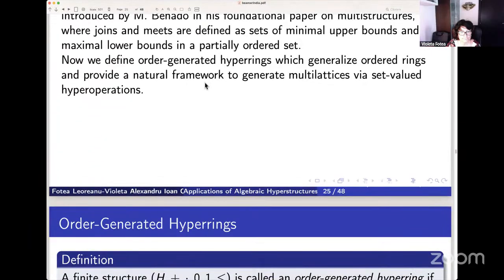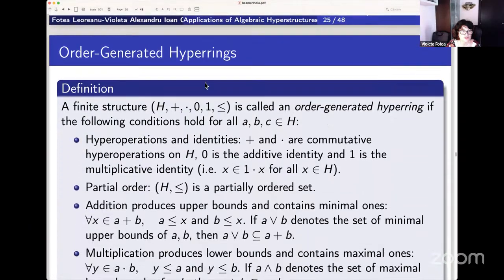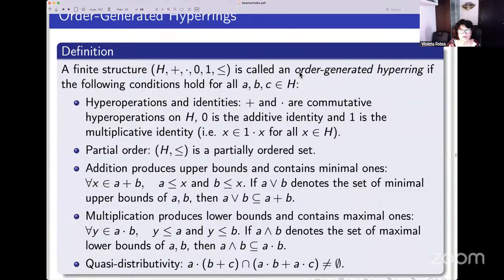Okay. And so the definition of order-generated hyperrings: hyperoperations and identities. The hyperoperations are commutative. 0 is the additive identity, and we consider also 1 as the multiplicative identity. So we need both of these elements.